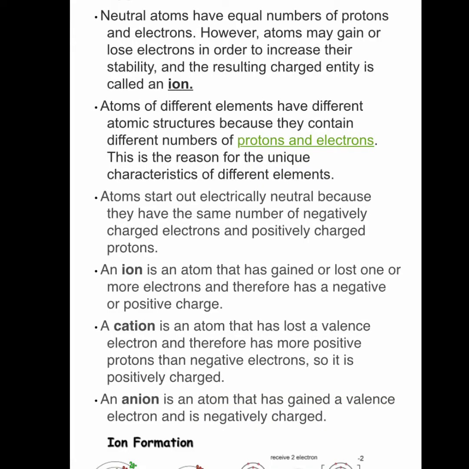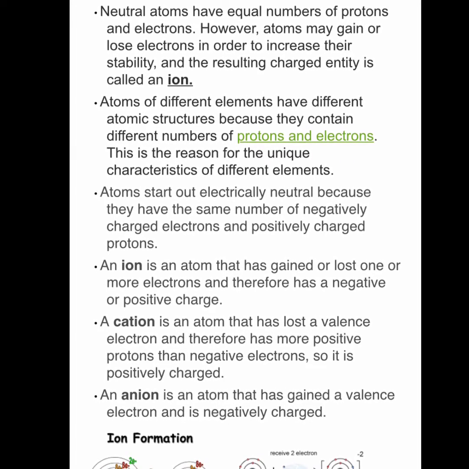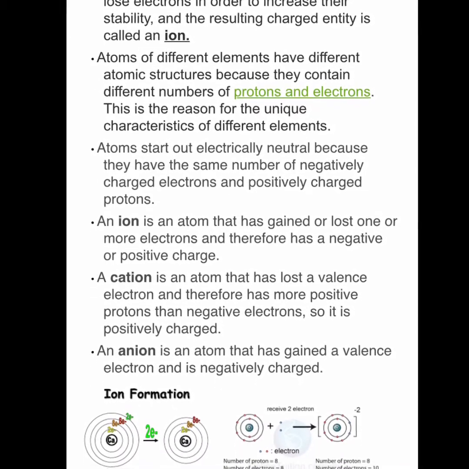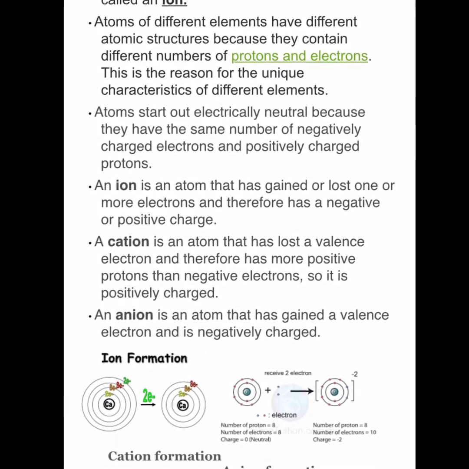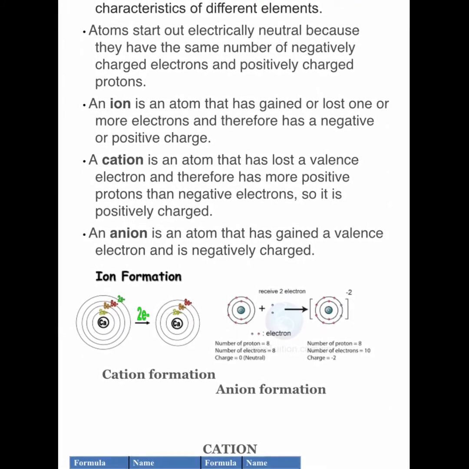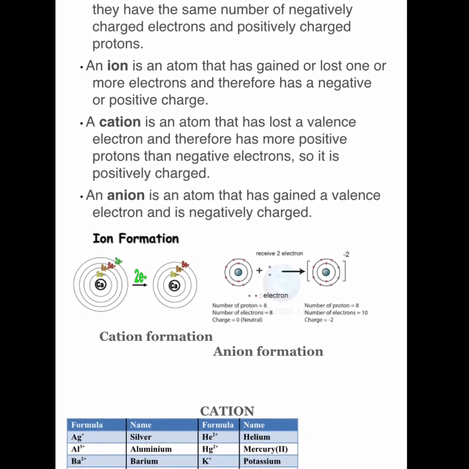Neutral atoms have equal numbers of protons and electrons. However, atoms may gain or lose electrons in order to increase their stability, and the resulting charged entity is called an ion. Atoms of different elements have different atomic structures because they contain different numbers of protons and electrons. This is the reason for the unique characteristics of different elements. An atom starts out electrically neutral because it has the same number of negatively charged electrons and positively charged protons. An ion is an atom that has gained or lost one or more electrons and therefore has a negative or positive charge. Ions are charged particles, either positive or negative.